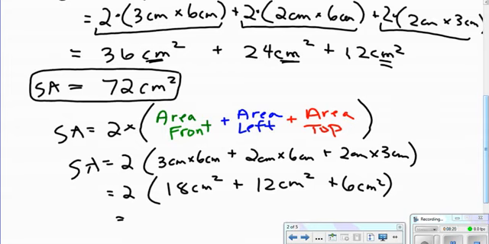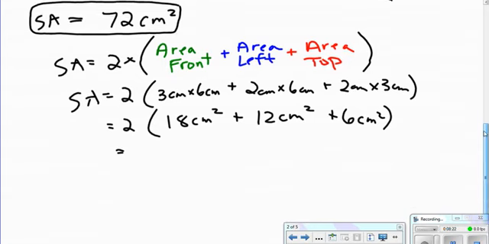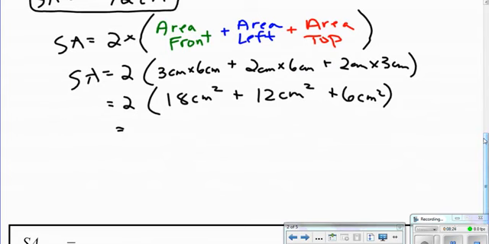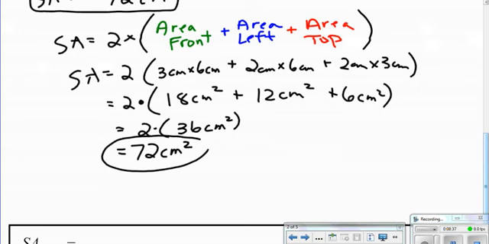Again, everything following order of operations. Anything inside the brackets must be done first, so the adding must happen before I can multiply by my coefficient. So we get 2 times 36 centimeters squared. Now we can multiply, again, 72 centimeters squared. So either way, we get the same result. Whatever makes most sense to you is the method that you should follow.